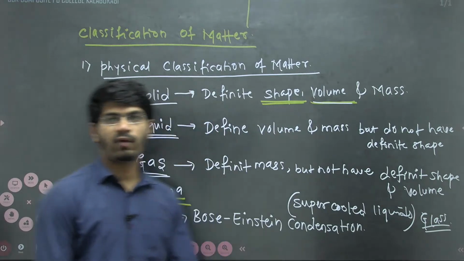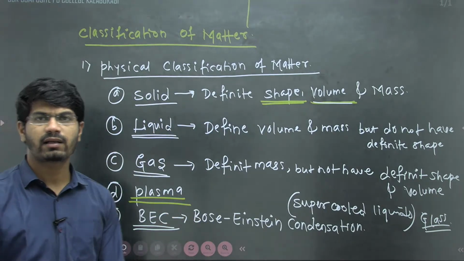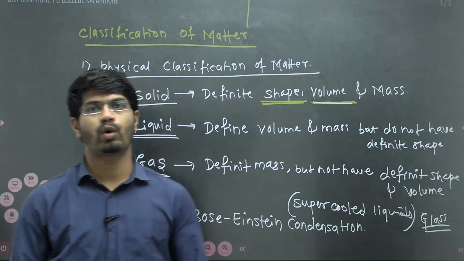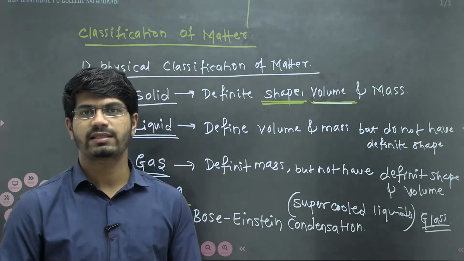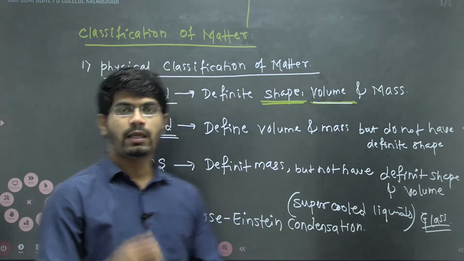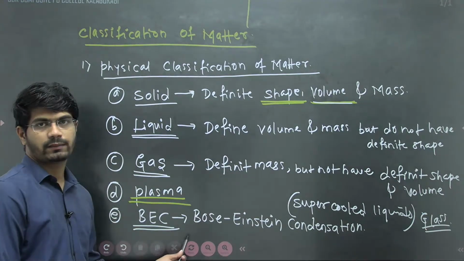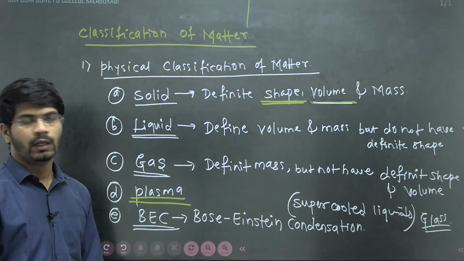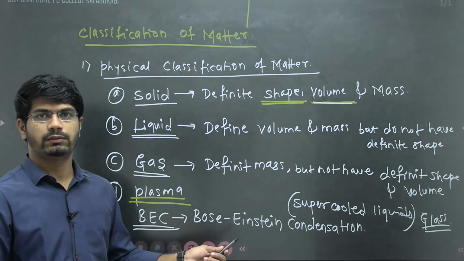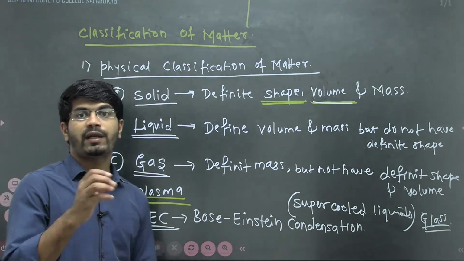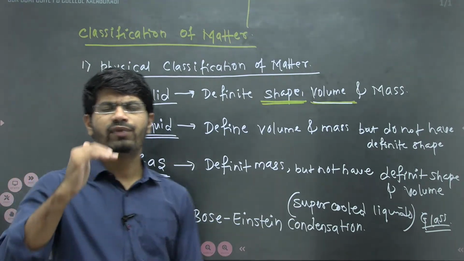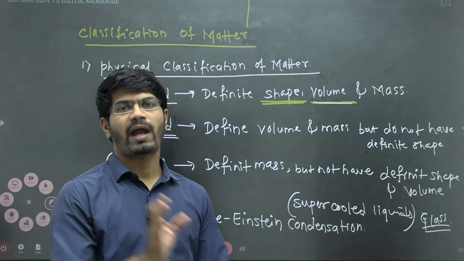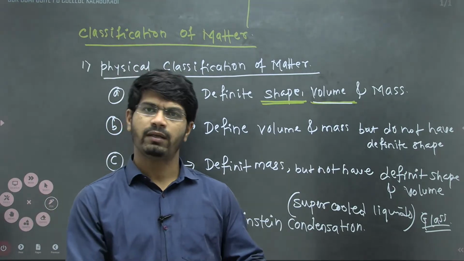Glass is the example of BEC, Bose-Einstein condensation. The glass which I'm wearing for spectacles, the glass which is used for windows, the glass which is used for vehicles. These all are the BEC matter, Bose-Einstein condensation matter, which is our fifth matter. This looks like solid, but it is made up with very, very low temperature. The matter is cooled at very, very low temperature.